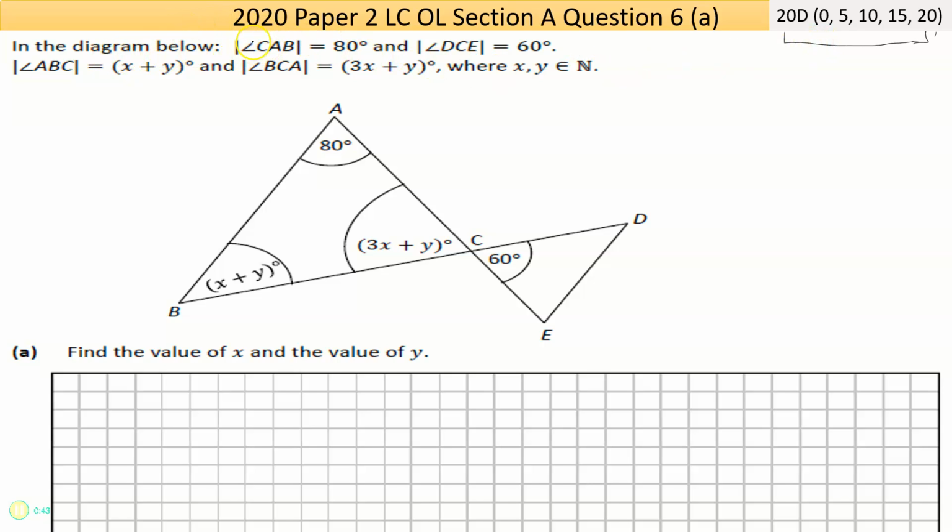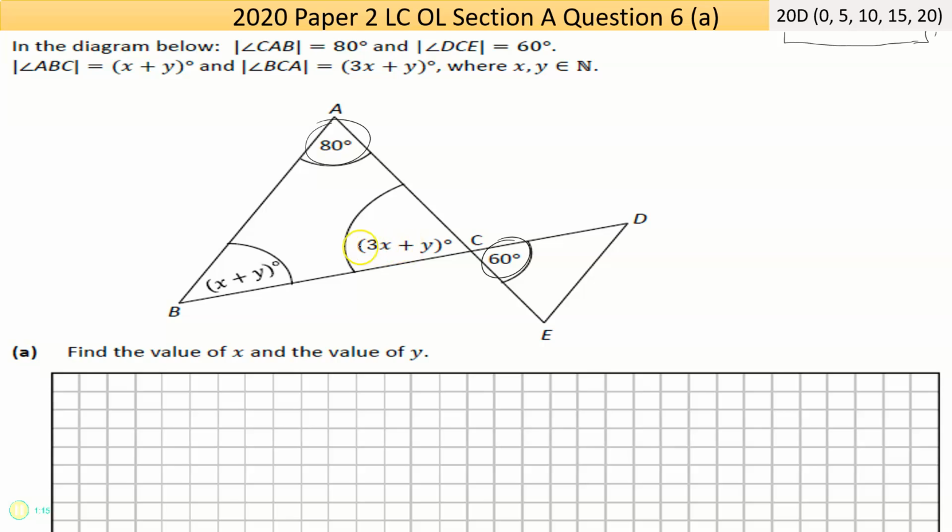In the diagram below, now this terminology can often be very annoying. This just means angle. The middle letter is what matters. The angle CAB, so the A there is what matters, is equal to 80 degrees. So that's the angle we're talking about right here. And they say the angle DCE, again, the C is what matters, and that's down here, is equal to 60 degrees. So it's DCE, so it's this side here. It's not that.